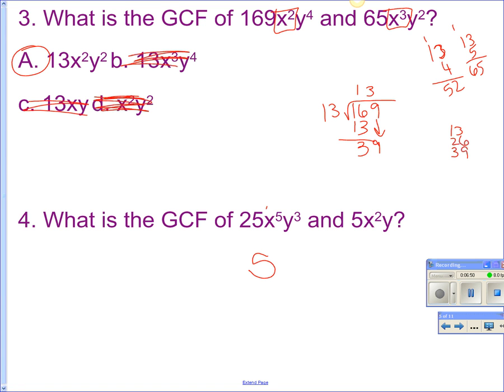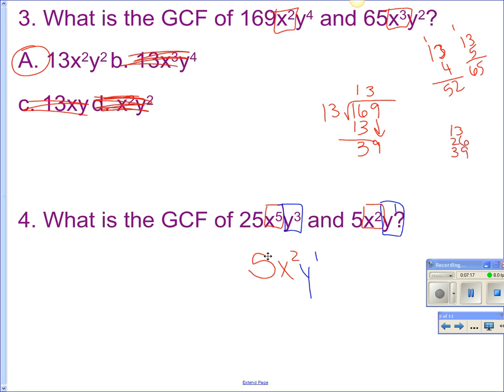Now I'm just going to look at the x's, guys, just at the x's. Gracie, do I want x to the 5th or x to the 2nd? You want the smallest small number. And then now, Jesse, now I'm going to look at the y's. Jesse, what is this one? Y to the what? Jesse, what do I want? Y to the third or y to the first? Good. I want the smallest small number. So that's my GCF.